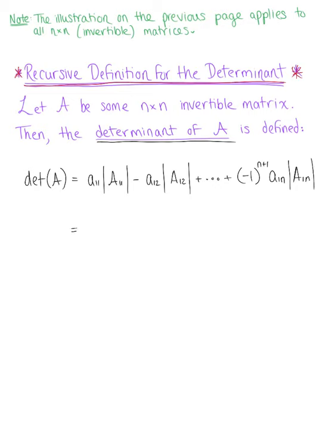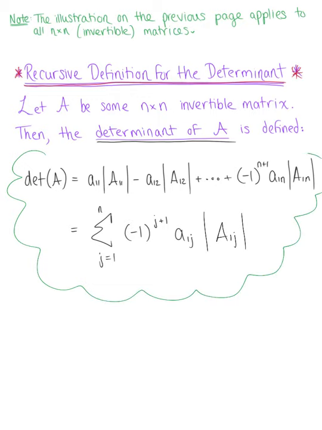And we can write this in our summation notation in our compact form. So you have the sum from j equals 1 to n of negative 1 raised to the j plus 1, multiplied by the entry in the first row, jth column, multiplied by the determinant of the submatrix in the first row, jth column. So this is our generalized definition, or recurrence definition, for a matrix in higher dimensions, or for an n by n matrix where n is greater than or equal to 2.